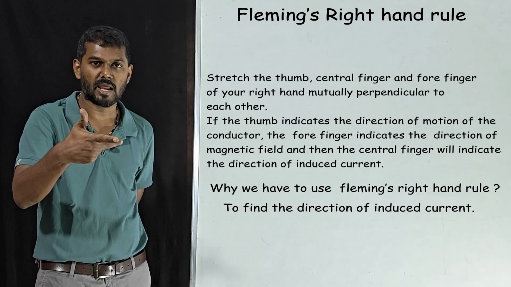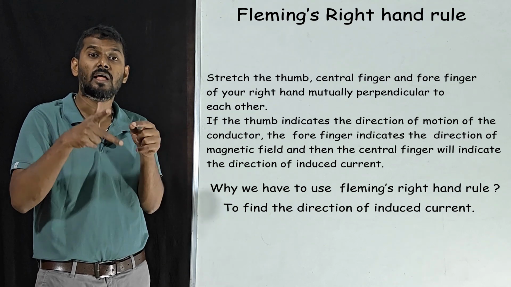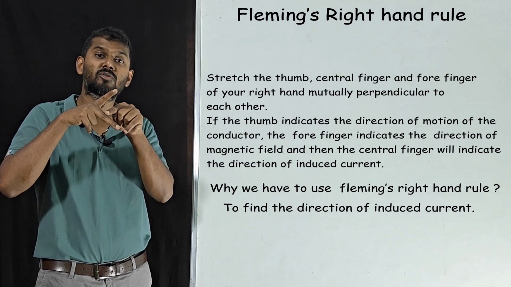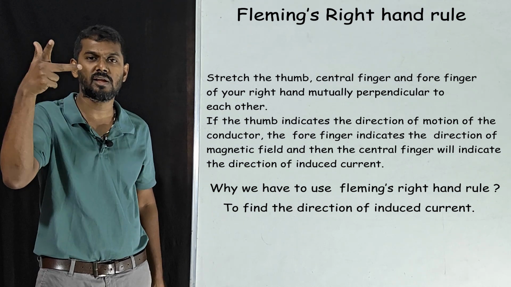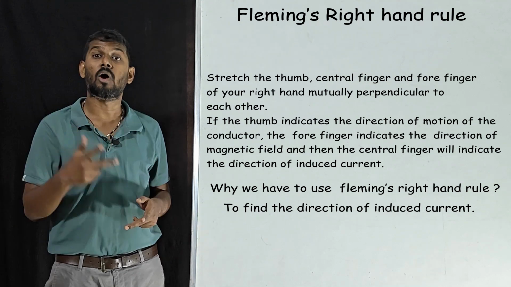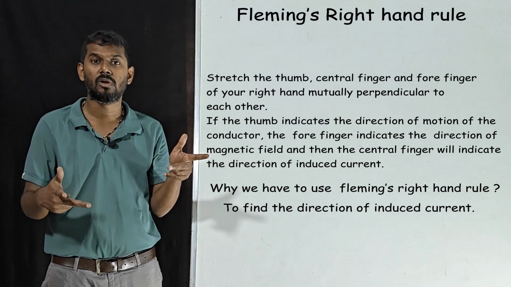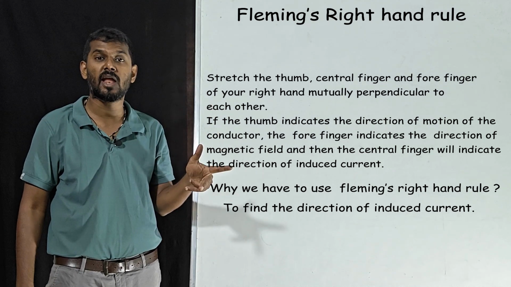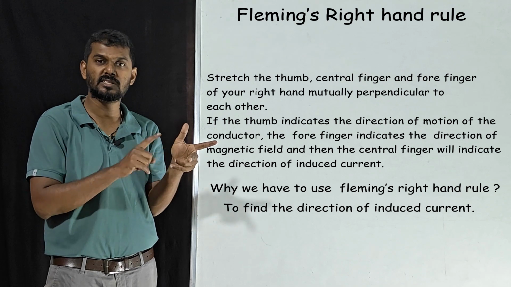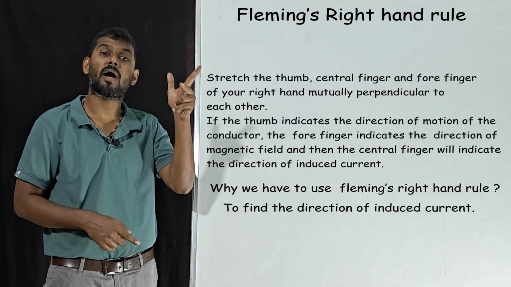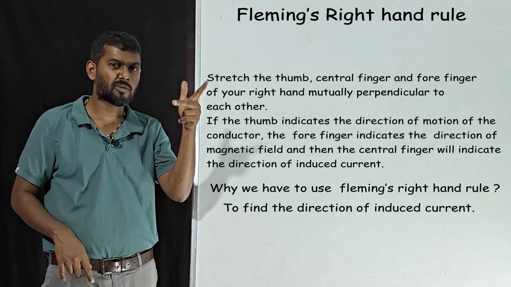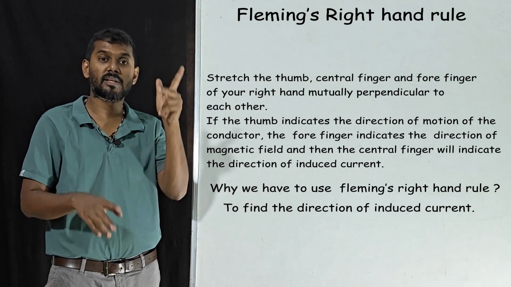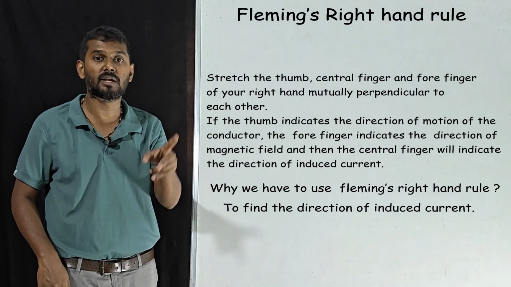When it comes to Fleming's right hand, the direction of induced EMF or induced current is what we find using Fleming's right hand. The application of Fleming's right hand rule is rarely asked, very rare. But Fleming's left hand rule is very important. This is what we have learnt in part B of this electromagnetism, how to use Fleming's left hand rule. Learn it, that is compulsory.